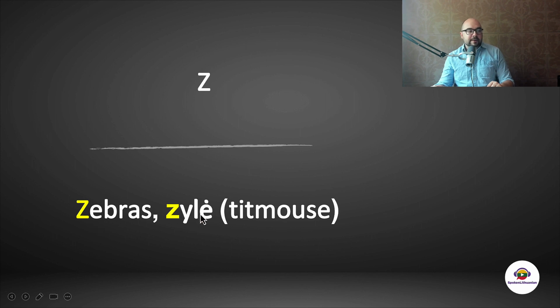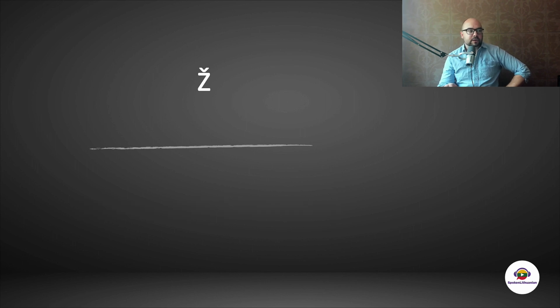Basically, you can see that this letter in Lithuanian takes the place of E in English language, because you would be saying here zebra as I'm saying here zylė. But this is not zebra in Lithuanian language, it's zebras. Zebras. But this is zylė, okay? Titmouse. Very nice bird. Ž.